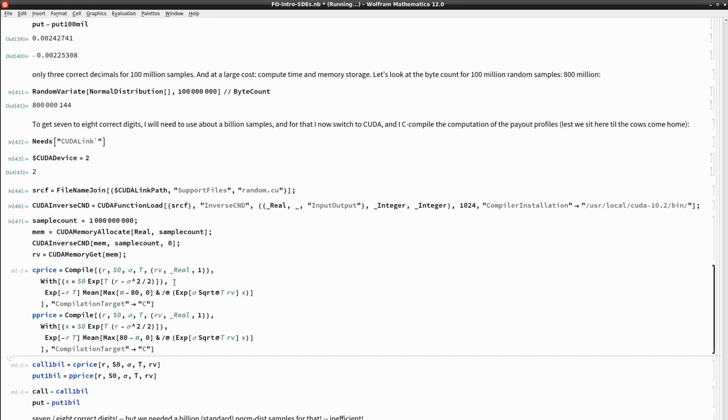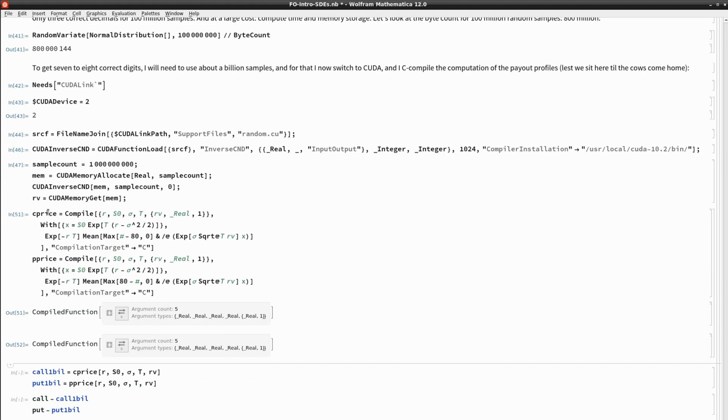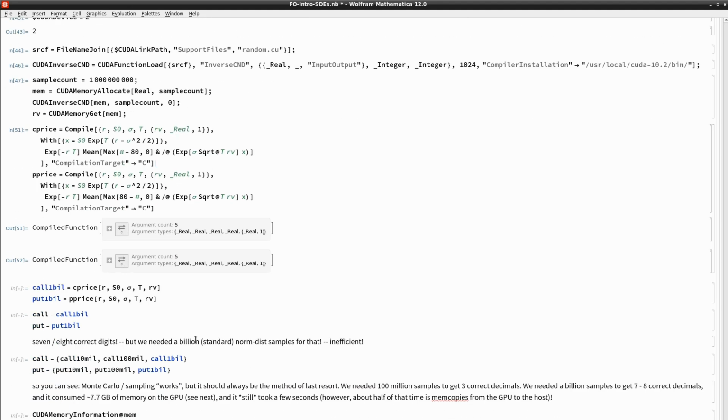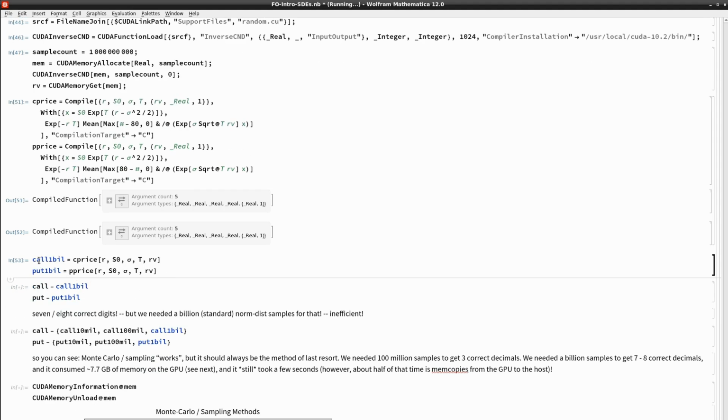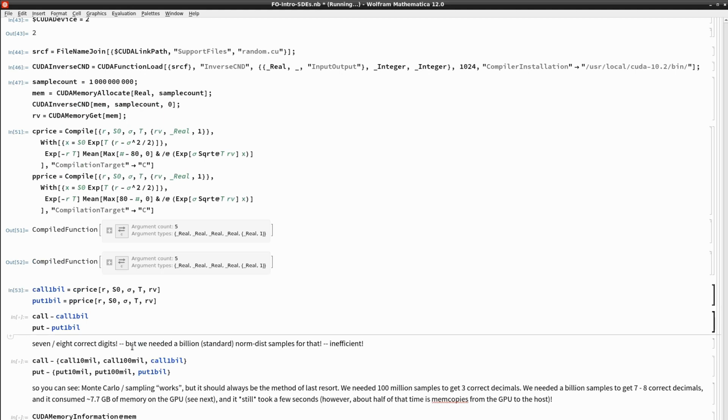And next I want to compile the computation of the call and put payout profiles. And I point out specifically that it's really cool that in Mathematica we can use C compilation directly in your compile. We can say compilation target goes to C, and now we are really compiling into machine code. That makes the computation significantly faster. Okay, so now let's use these functions. Let's look at the results for the call payout profile for a billion numbers and the put payout profile result for a billion numbers, and compute the difference.